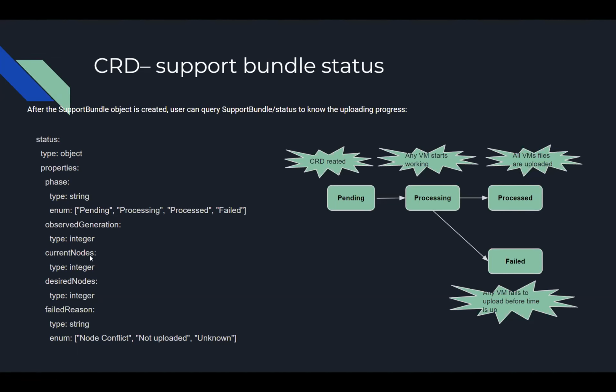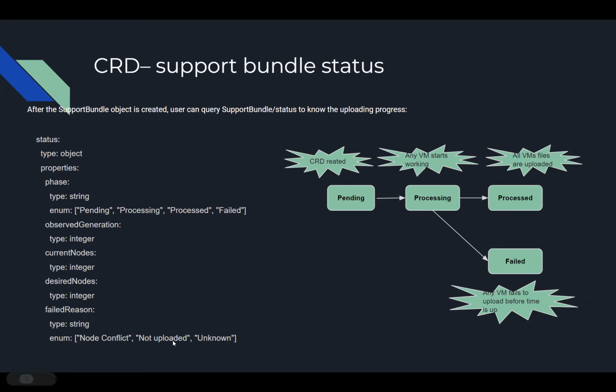We have the desired nodes, which means the Antrea controller calculates the number of expected external nodes to upload the files in this request. The current nodes means how many nodes have completed the file uploading. And the last part in the status is the field reason. It is used to tell the user why we mark the CRD status as failed.